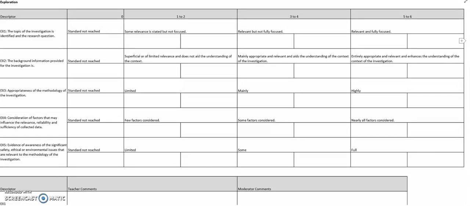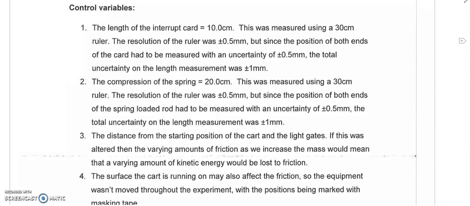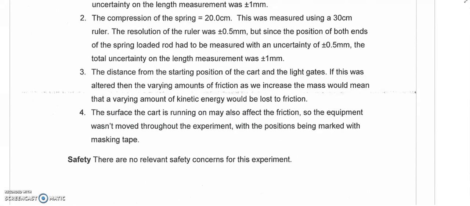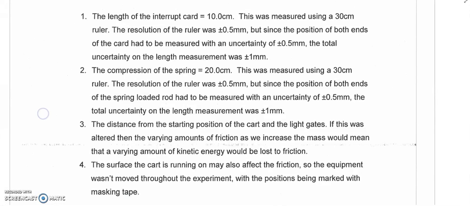Now the next bit, so that's all about the appropriateness of the methodology, and we've started to talk about the relevance, reliability and sufficiency of the collected data. The next thing that influences the reliability are the control variables. So you need to tell me what all the control variables are in this case. This experiment has a lot of them. There's the length of the interrupt card, the compression of the spring, the distance from the starting position of the car and the light gates, the surface the car is running on, and anything that has a number, you tell me what number that is.